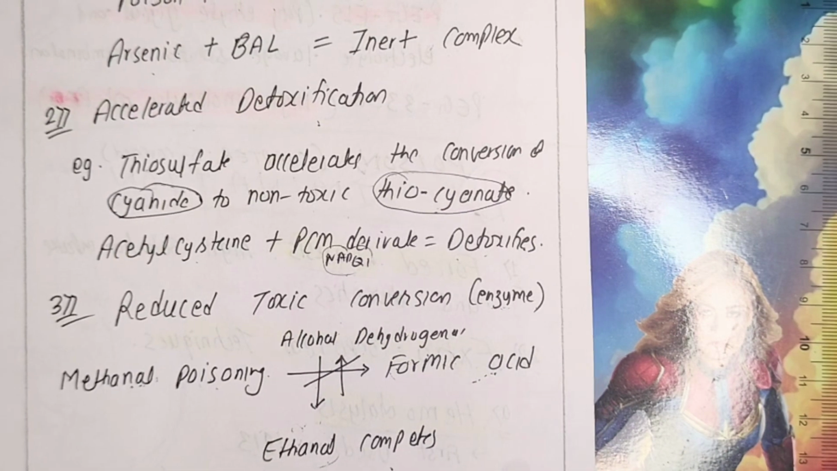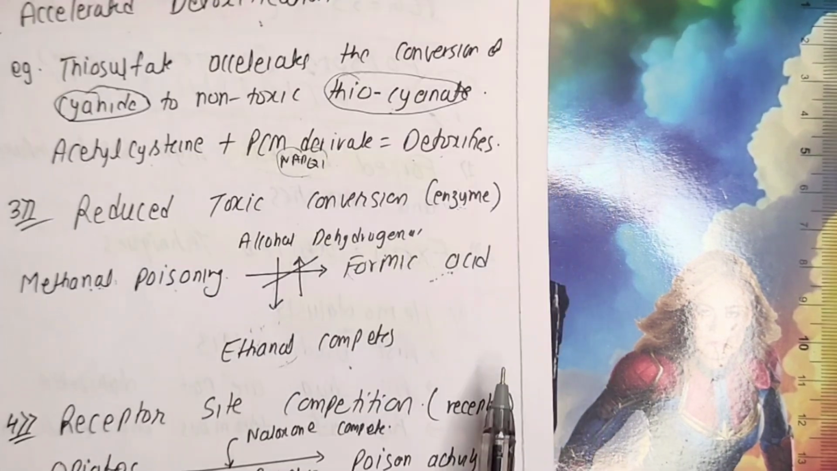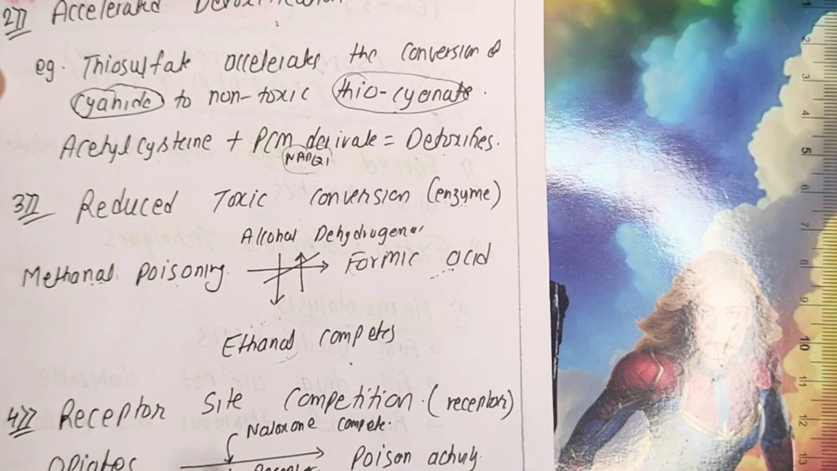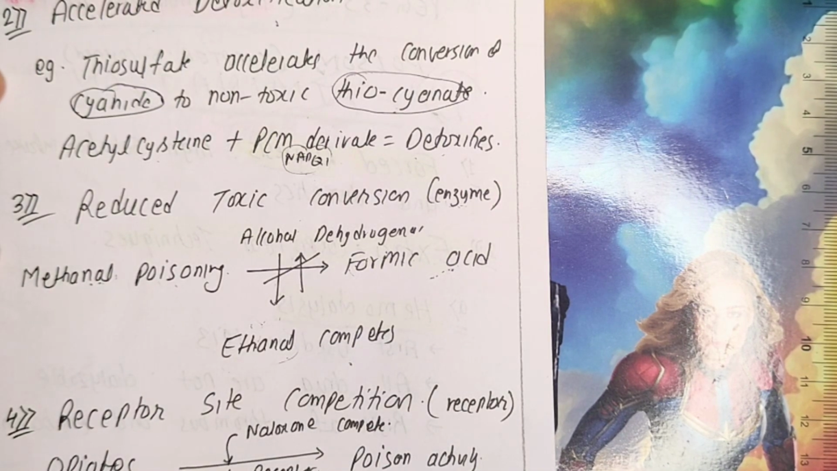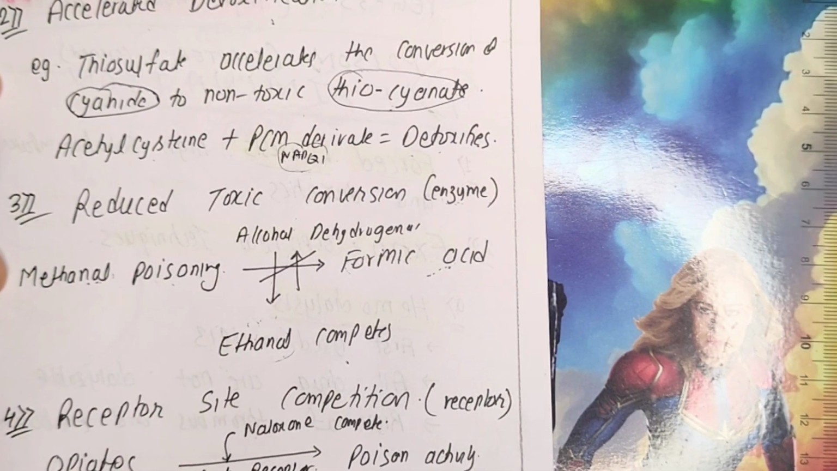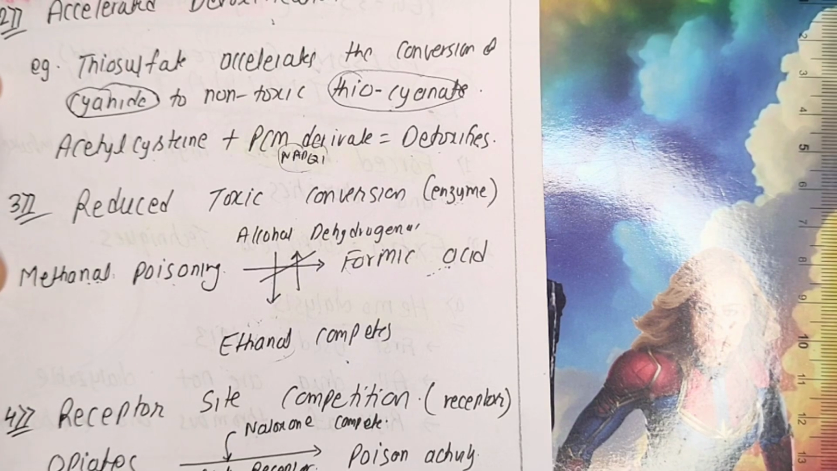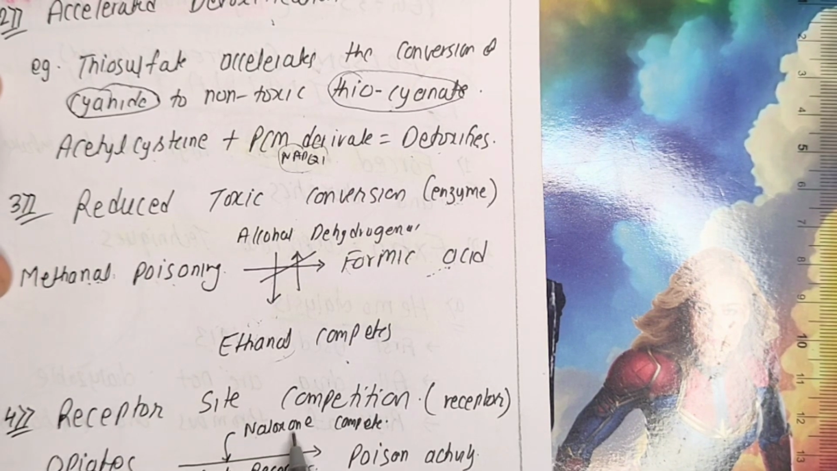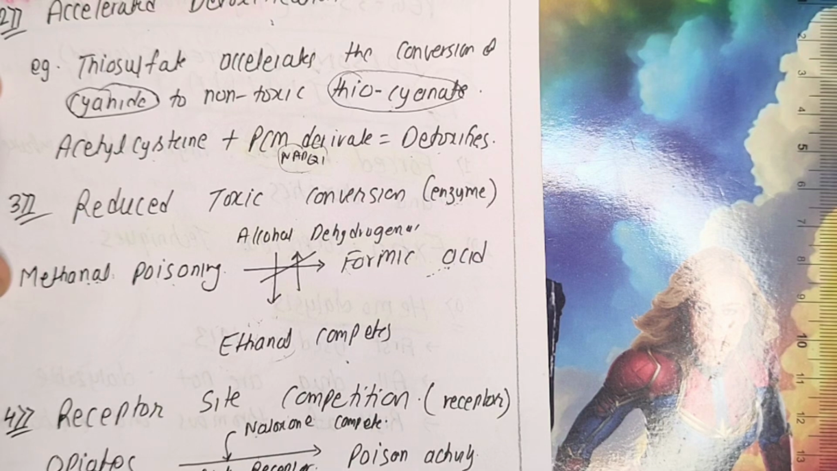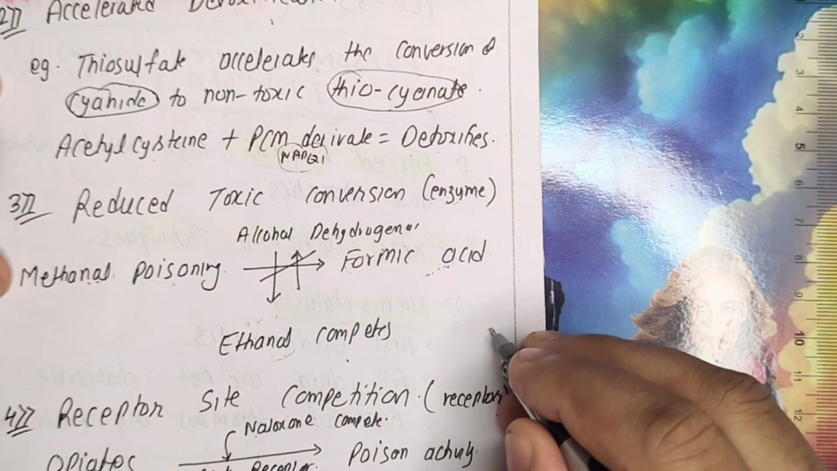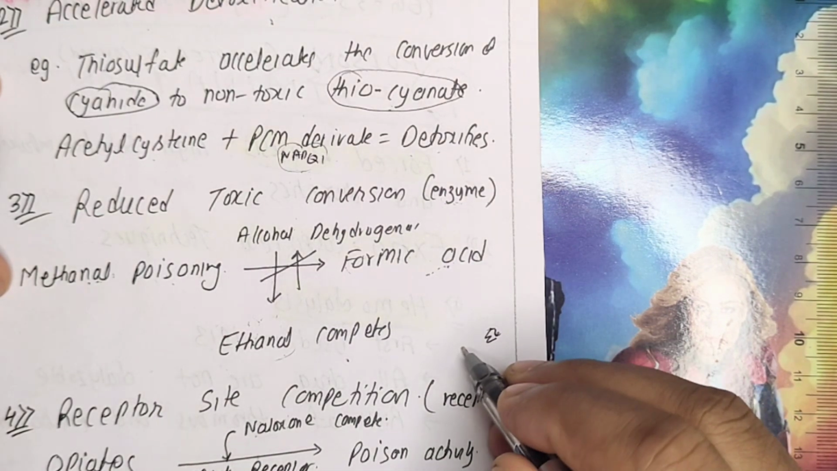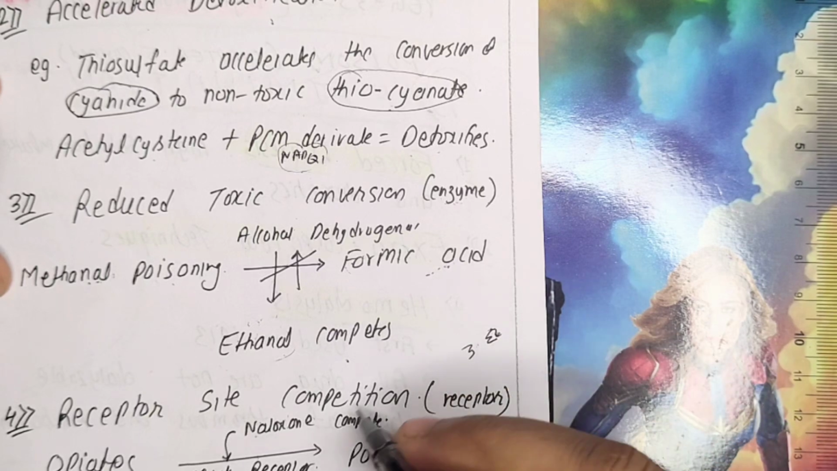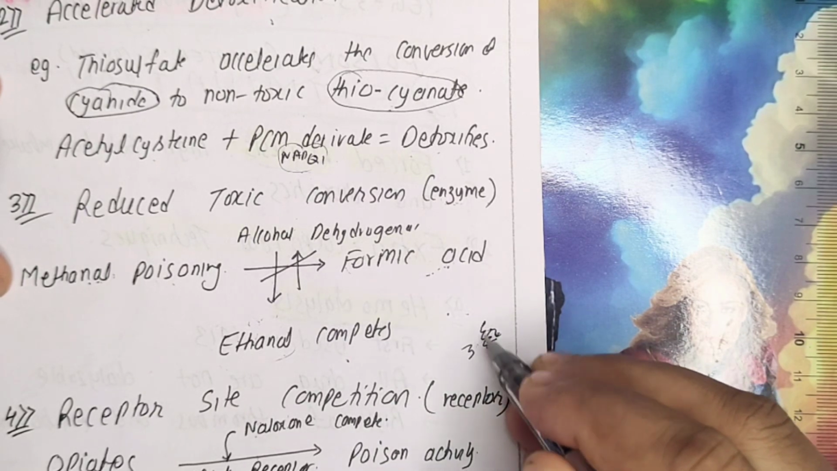Right? Now another, fourth type of mechanism is receptor side competition. Let's see one example of opiate. If someone has opiate toxicity, at that time we will give an antidote like naloxone. This naloxone will go to the opiate receptor. As it has high affinity, it will bind the opiate receptor. Suppose this is an opiate receptor, where the opiate has to come and do its activity. Now this naloxone will come and bind with this receptor.